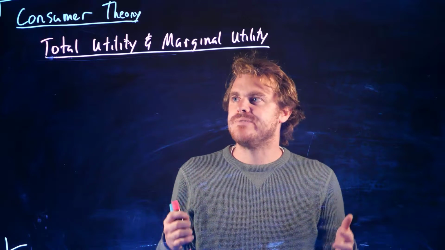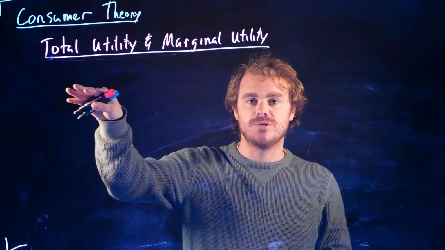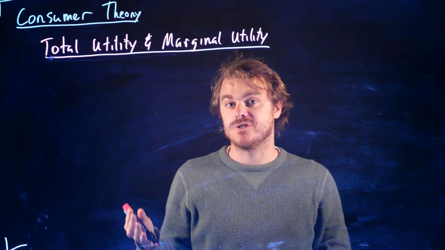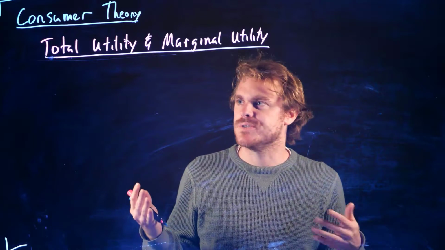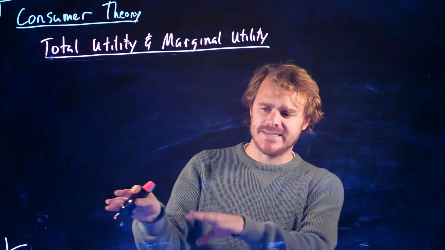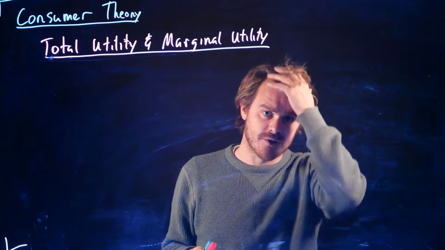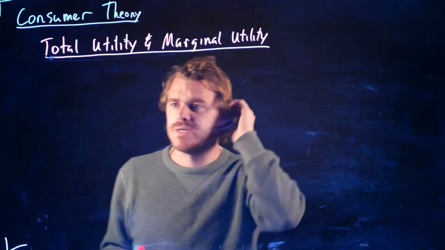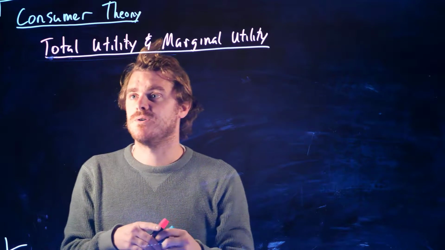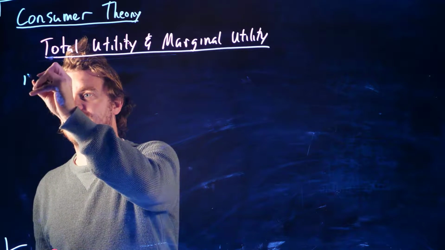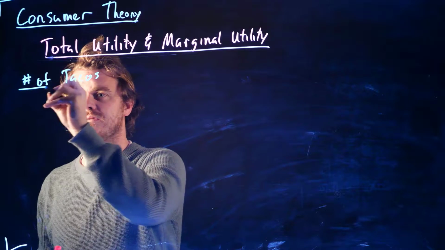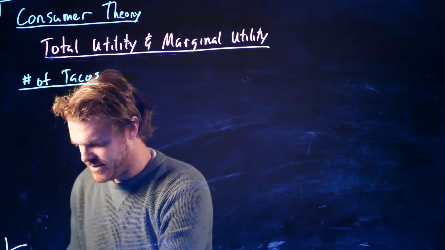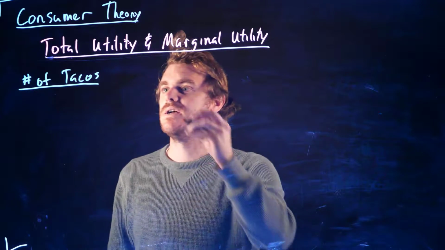All right, so let's briefly talk about this relationship between total utility and marginal utility. Let's do so through another example using tacos as the good. We're going to use different numbers than in the last video. Let's think about the number of tacos as this first column, and let's use 3 different colors here.